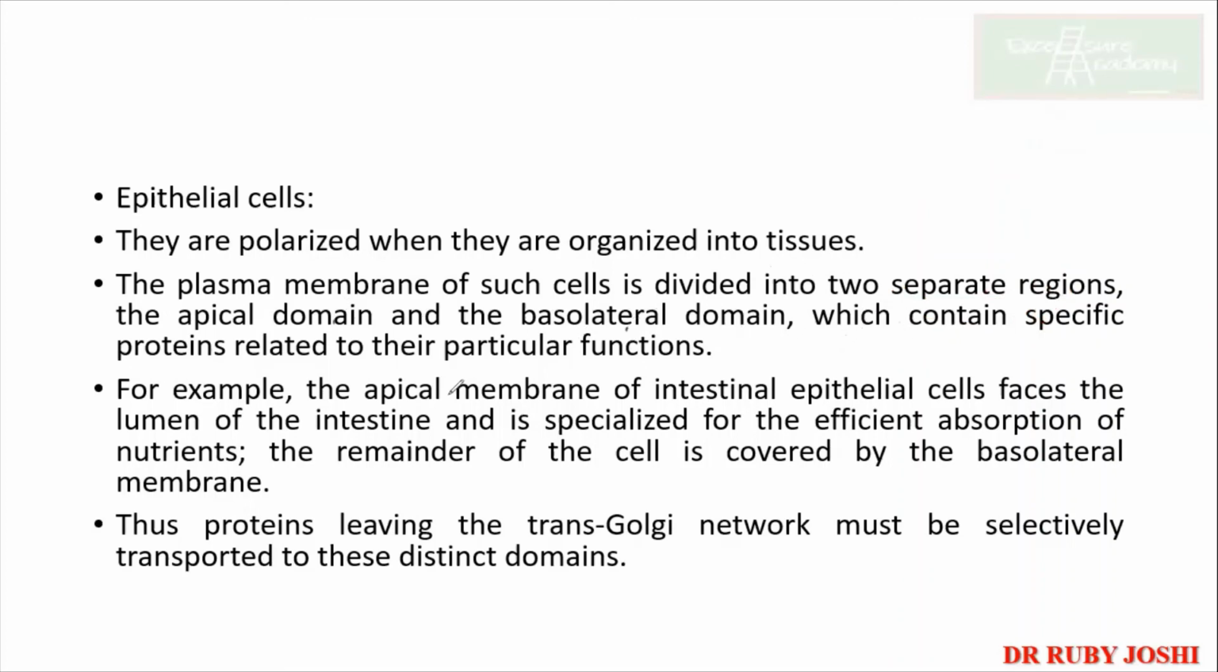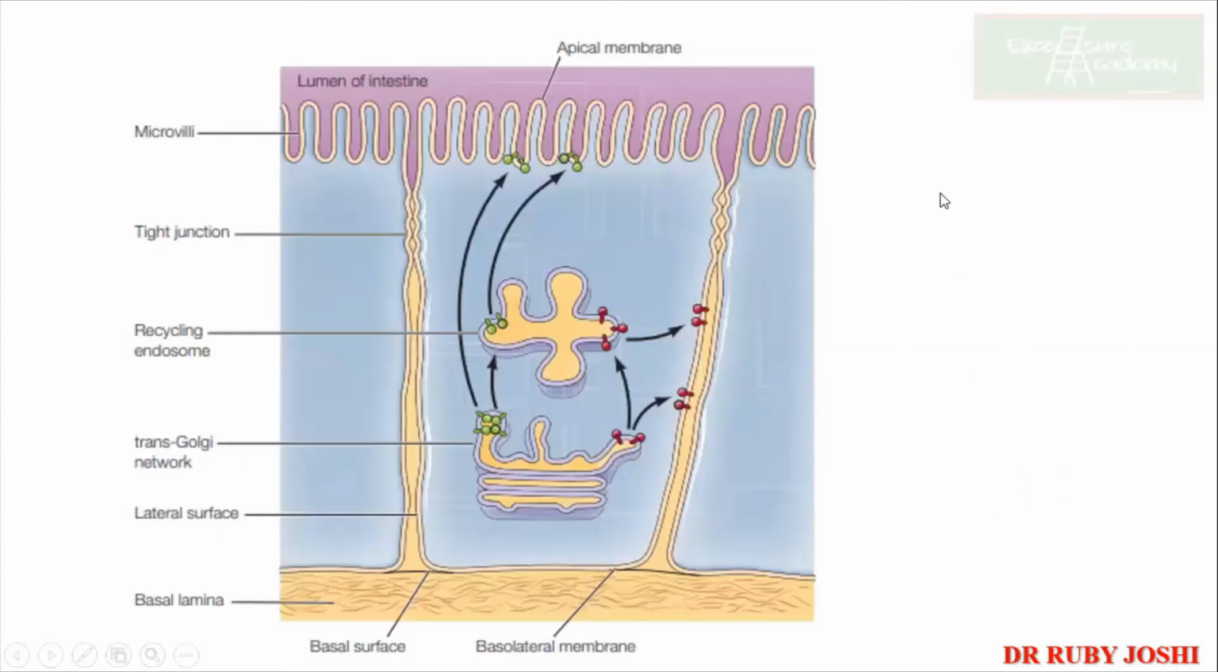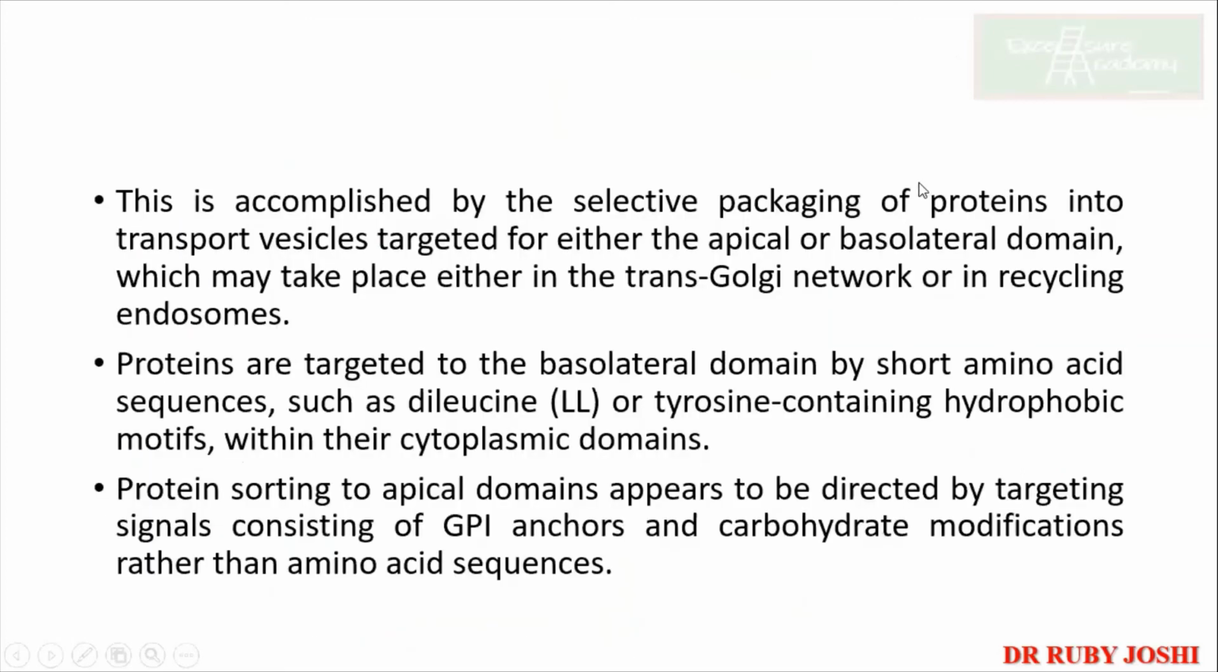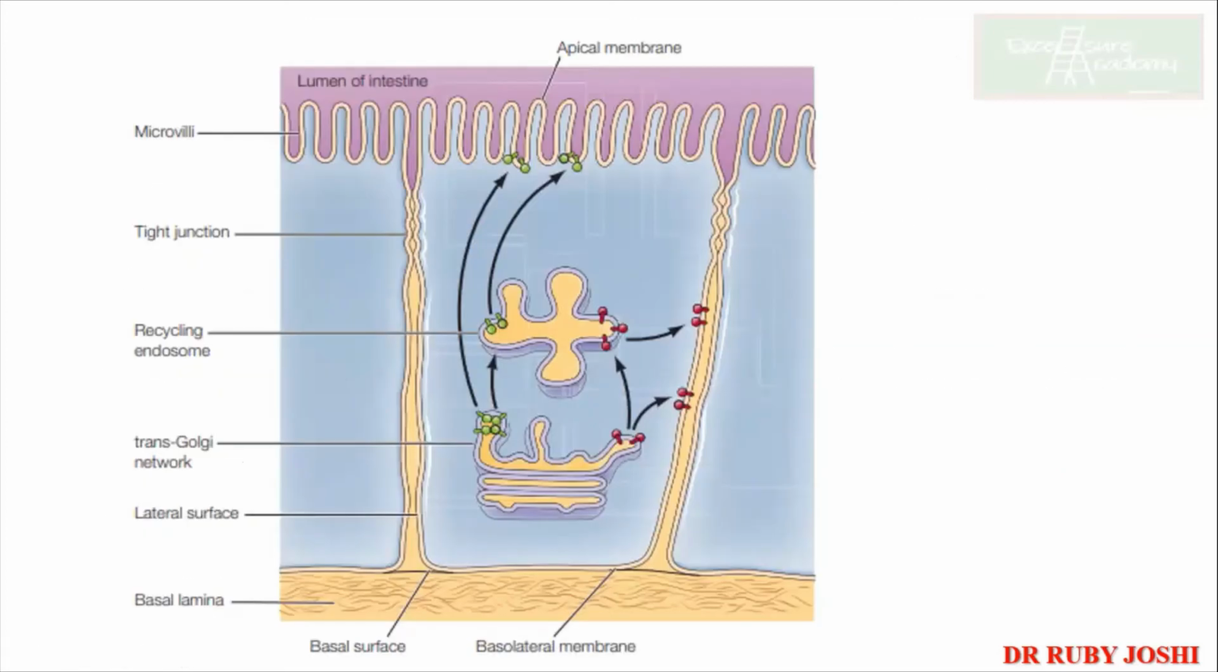For example, apical membrane of your intestinal epithelial cell faces the lumen of the intestine, which is specialized for the absorption of nutrients, whereas the remainder of the cell is covered by the basolateral membrane. Thus, proteins leaving the trans-Golgi network must be selectively transported to these distant regions. Otherwise, what will happen? आपका न्यूट्रिशन अच्छे से एब्जॉर्ब नहीं होगा and passing to the different areas or different in the blood circulation वो भी आपका अच्छे से नहीं होगा. ठीक है.